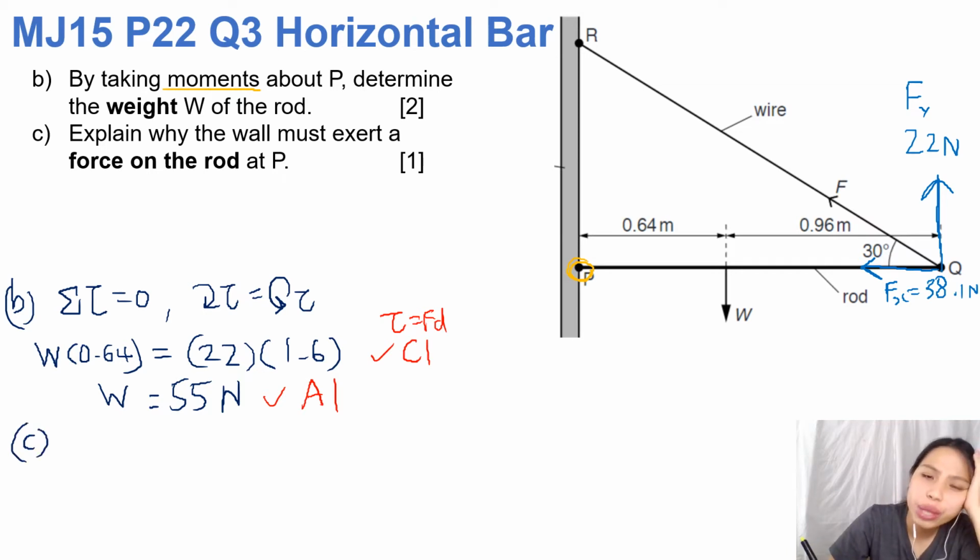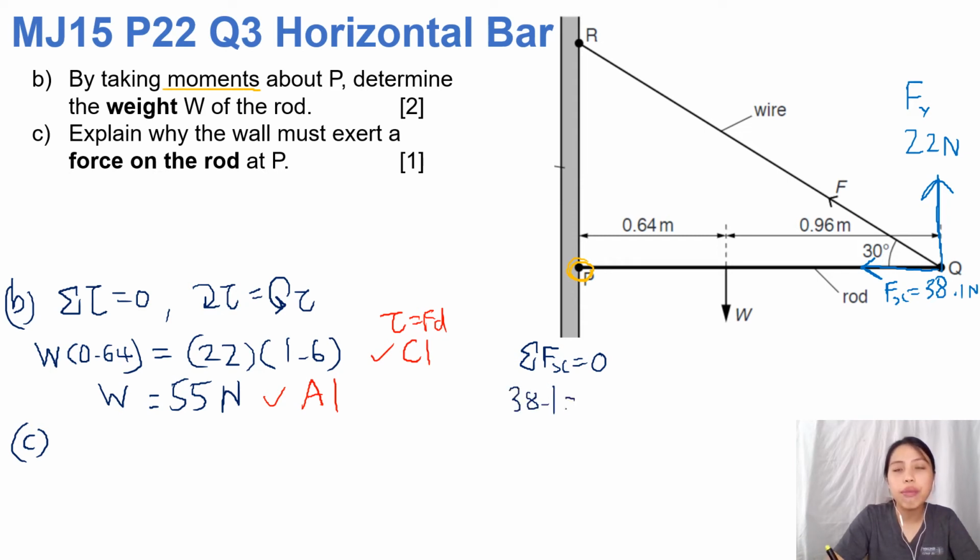Firstly, why do we even need a force there? Yes, the wall touches the rod, so there's a reaction force. But how to think of it in terms of equilibrium? All the horizontal forces added together should be 0. What are the horizontal forces in this picture? Only 38.1. So the force to the left is 38.1. There should be some force going to the right, also 38.1, but there's no force. So we're missing some kind of force here.